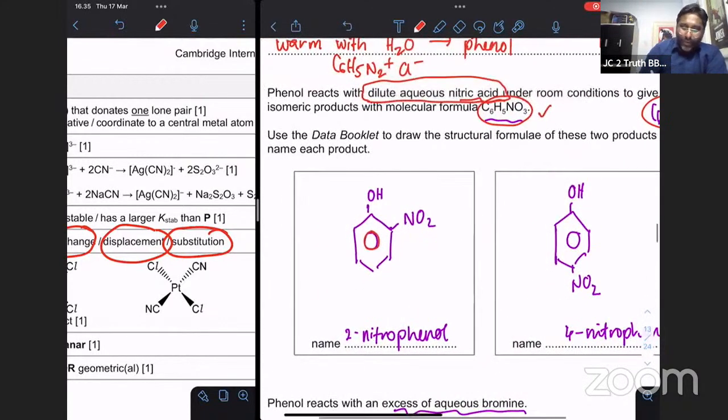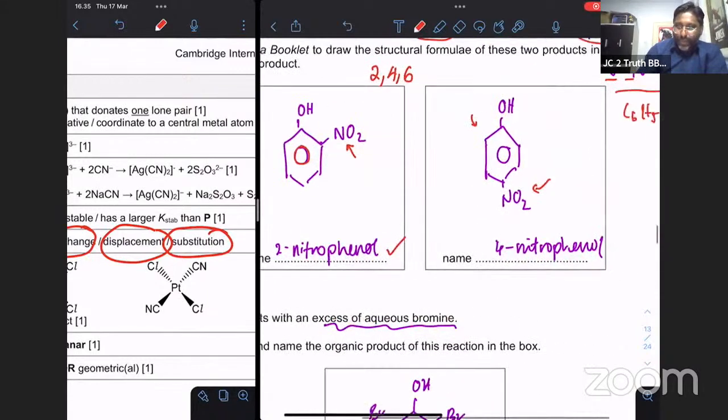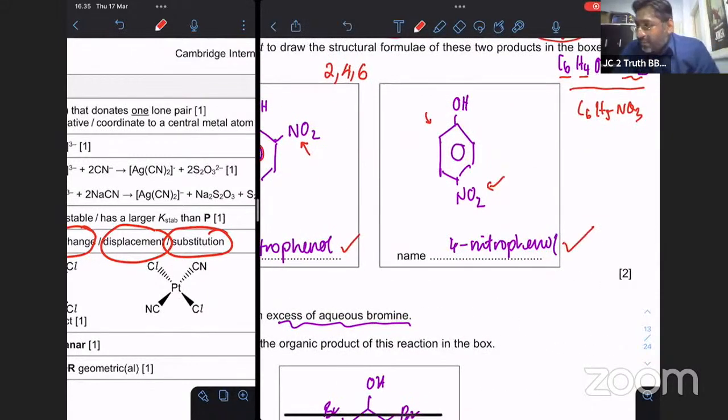Do remember OH is an electron donating group. So it is going to activate positions 2, 4, 6. Here you can see position 2, this is position 4, and this is position 6, but position 6 in this case is the same as position 2. So we are not going to put 6-nitrophenol there. When you name them, it's going to be 2-nitrophenol, with NO2 at position number 2, and this one is going to be 4-nitrophenol.